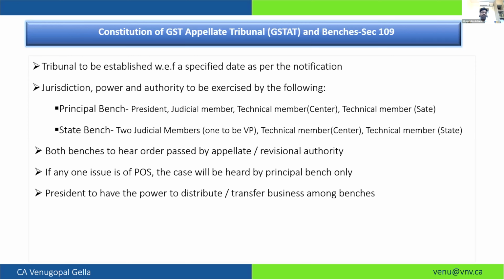As per this revised section, the tribunal is to be established from the specified date as per the notification. The jurisdiction, power, and authority conferred on the appellate tribunal will be exercised by both the principal bench and the state bench. The principal bench consists of one president, who is a judicial member, another judicial member, one technical member from the center, and one technical member from the state. The state bench consists of two judicial members, of whom the senior member will be considered the vice president, plus one technical member from the center and one technical member from the state.